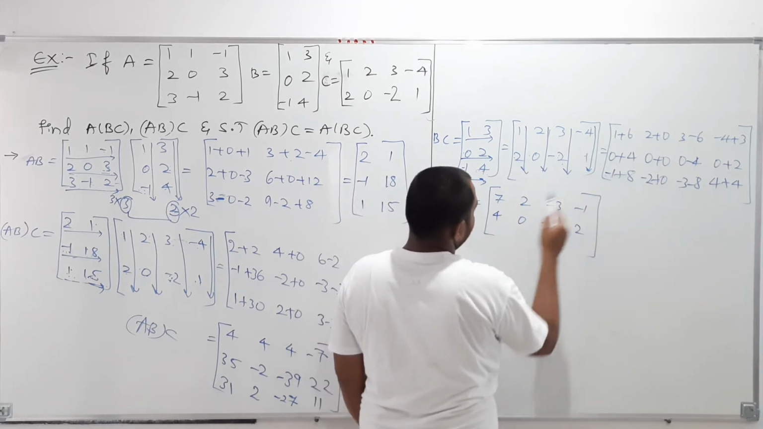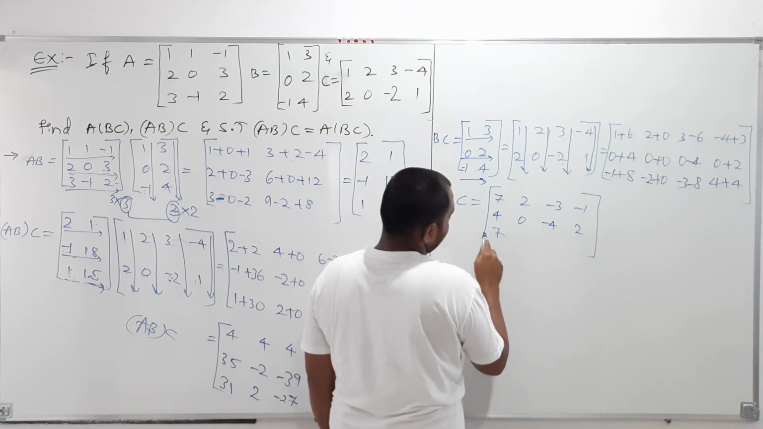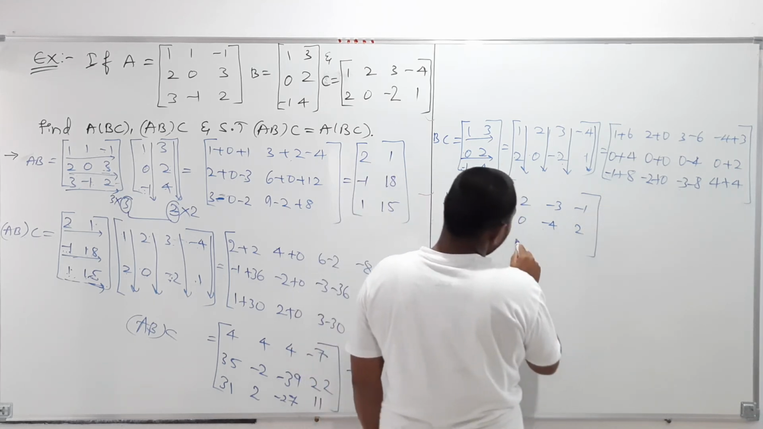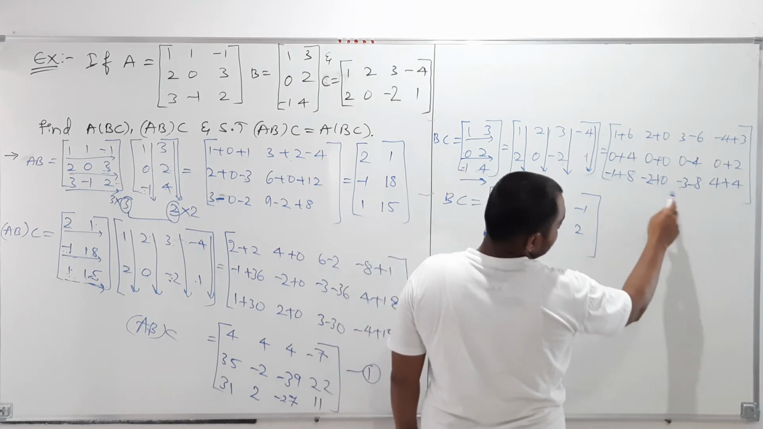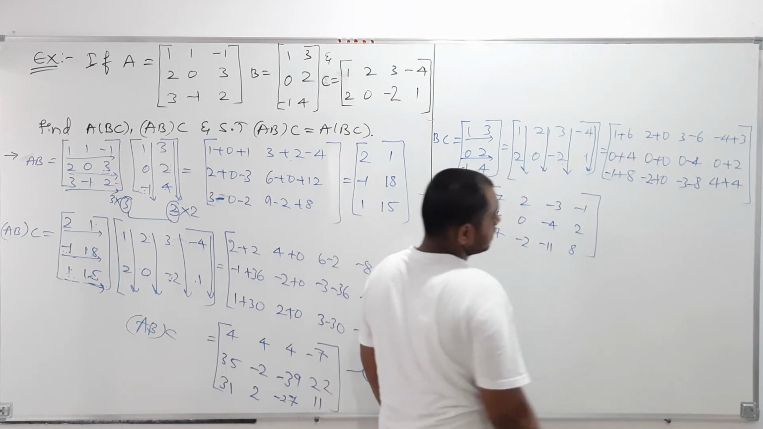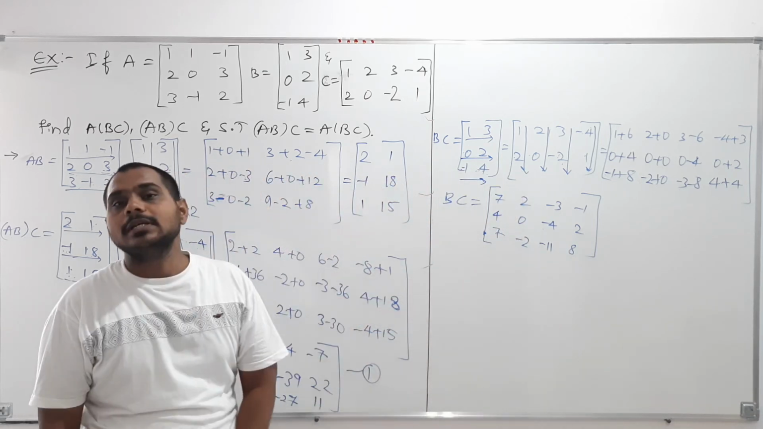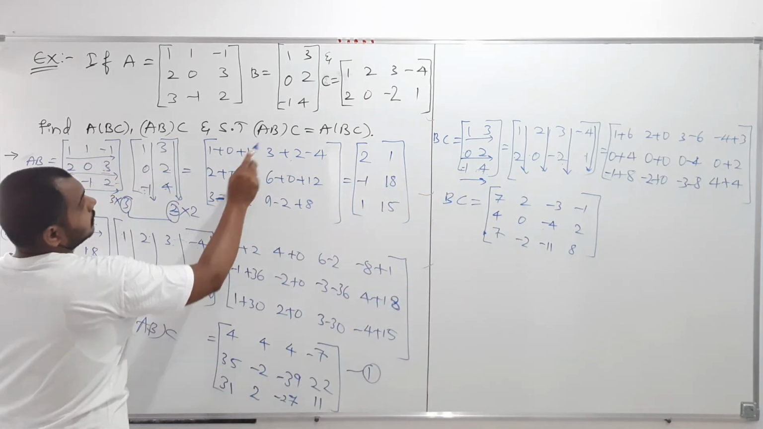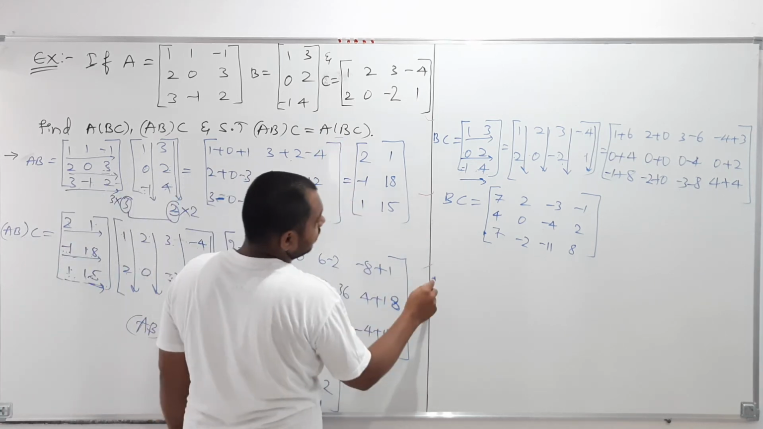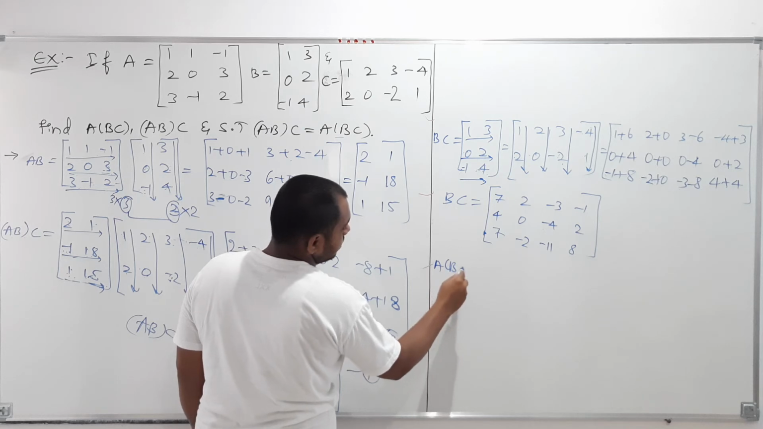Next, my dear friends, 8 minus 1 is 7. 8. Next, minus 2. Minus 2 plus 0 is minus 2. Minus 11. Next, 4 plus 4 is 8. This is your BC value. But I require BC into A. So therefore, my dear friends, now I will find A into BC.